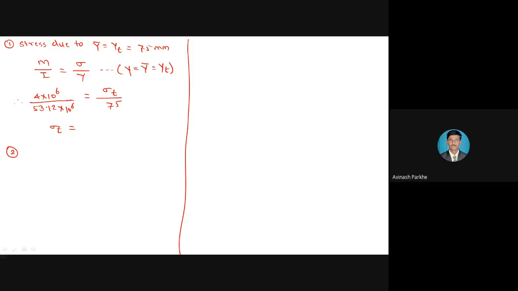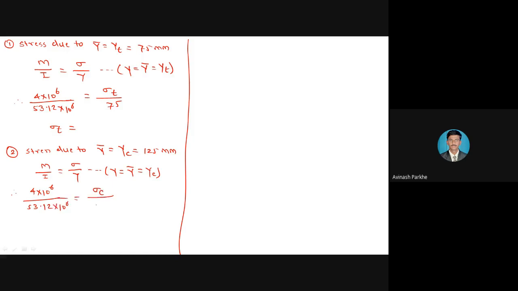So you will get the value. Second, the stress due to y bar is equal to yc is equal to 125 mm. Again the formula M upon I is equal to sigma upon y, so here y is equal to y bar is equal to yc. So M is 4 into 10 raised to 6, I is 53.12 into 10 raised to 6. Here this is sigma c and this is 125. Therefore, you will get the sigma c.